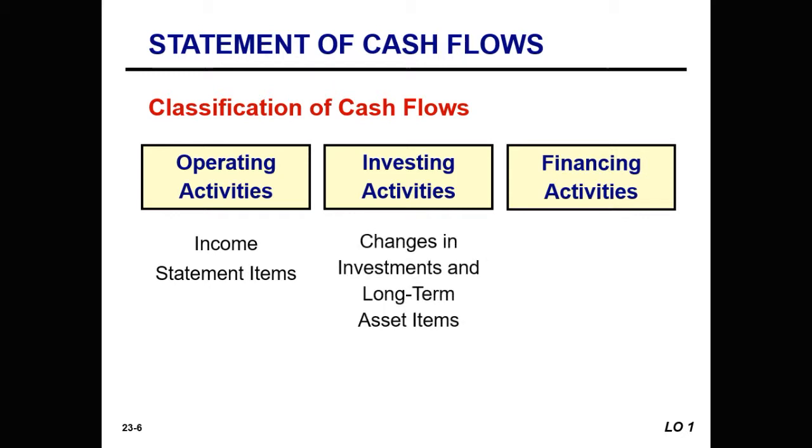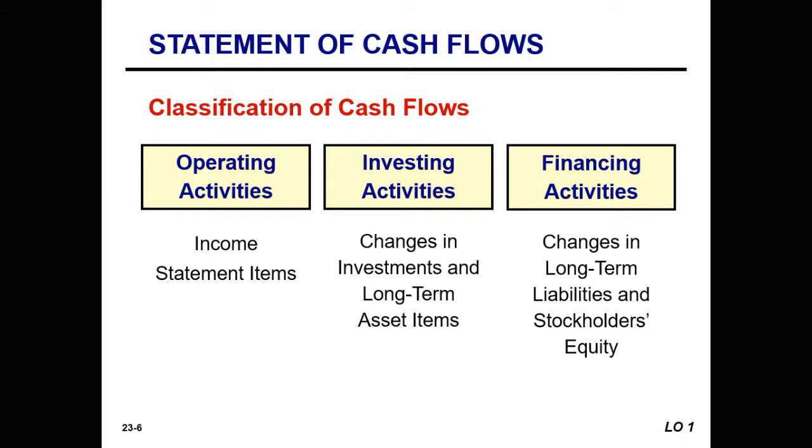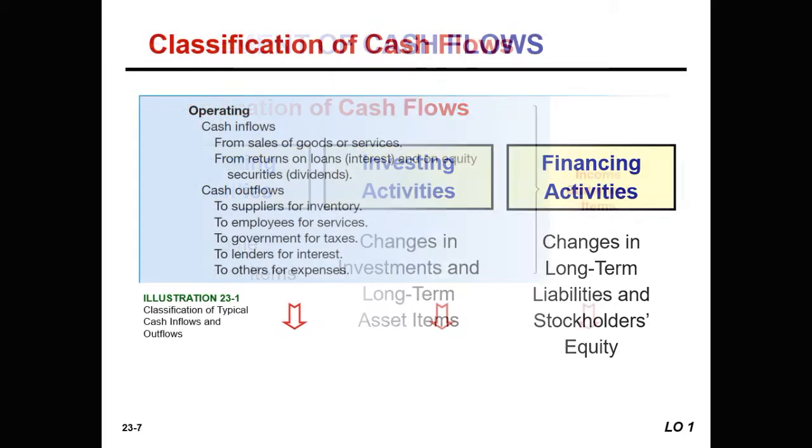Investing activities include the making and collecting of loans and the acquiring and disposing of investments in productive long-lived assets. Investing activities involve cash flows generally resulting from changes in long-term asset items. Financing activities involve liability and stockholders' equity items and include obtaining cash from creditors and repaying the amounts borrowed, and obtaining capital from owners and providing them with a return on and return of their investment. Financing activities involve cash flows generally resulting from changes in long-term liability and stockholders' equity items.